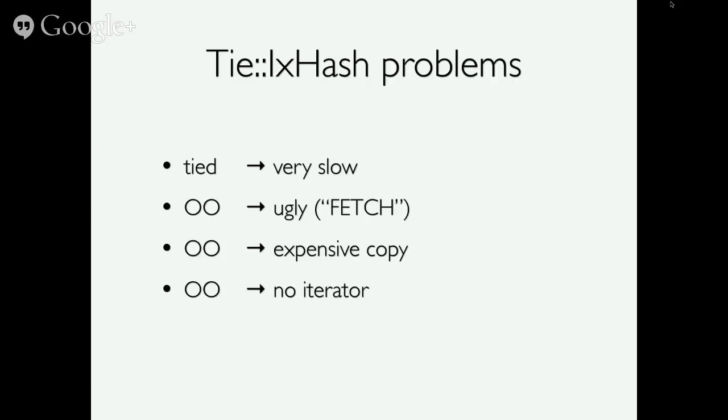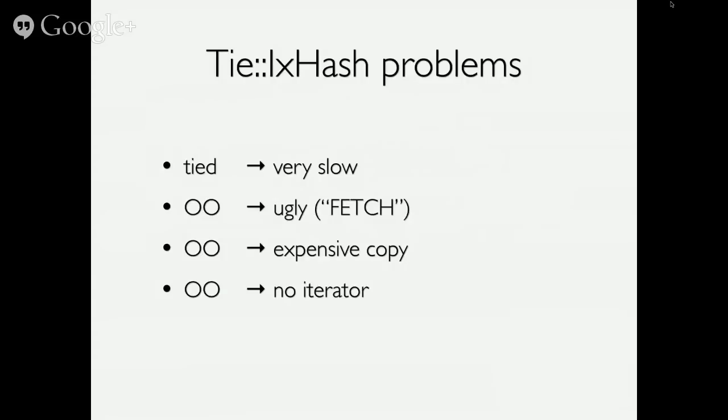First, if you use it in the tied way, it's very, very slow because of the tie and method call overhead. I also thought the object-oriented methods were kind of ugly. All of the basic hash functions are capital letter methods because that's what implements the tie interface. There was no good way to copy. If you wanted to make a copy of an Xhash object, you had to basically read out the keys and values one by one and stick them into another object, which is pretty heavy.